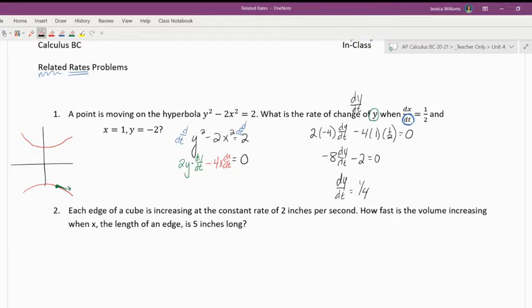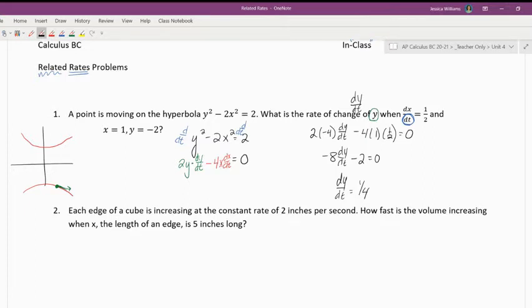So y is changing at 1/4 when x is changing at 1/2. All right, let's look at the next one.